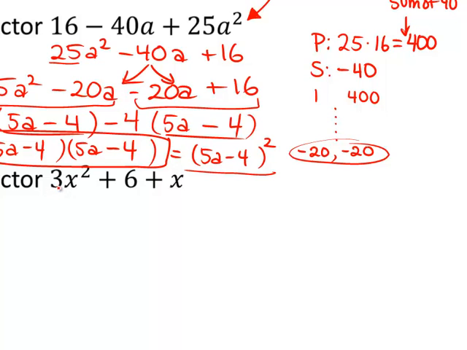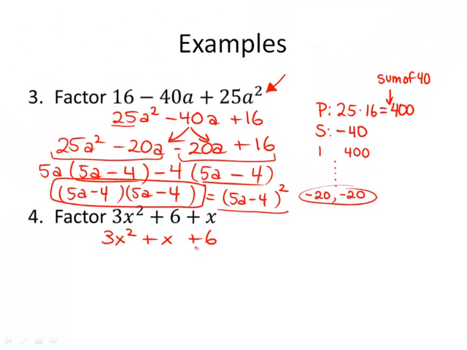Last example here, we've got 3x squared plus 6 plus x. Again, it's not in order. Please order it with decreasing exponential form. Okay. Now we can see that the leading coefficient is not 1, so we need to split the middle term, find the product, that is the first times the last, giving you 3 times 6, giving you 18, and a sum of 1. So we're looking for two numbers that multiply to a positive 18 and add up to 1.